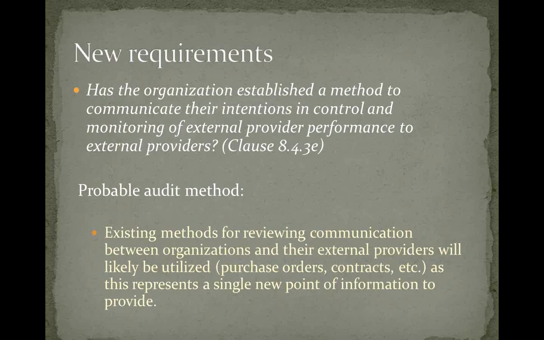Section 8, another requirement here: has the organization established a method to communicate its intentions in control and monitoring of external provider performance to the external providers? Now, the standard has long required a reevaluation of suppliers as well. Section 7.4.1 talks about methods of evaluation and reevaluation. But in terms of those methods being actually communicated to the external providers themselves, the standard didn't really force your hand on that as it is doing now. However, the existing methods of communication, purchase orders, contracts, and so forth, will more than likely be appropriate and applicable for meeting this requirement.